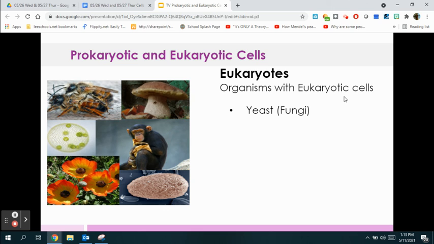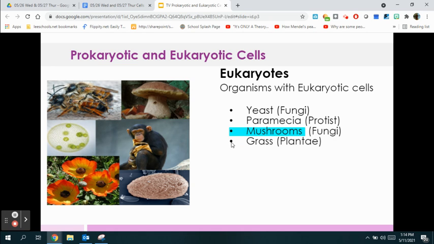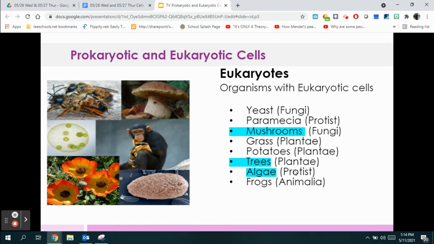Some organisms with eukaryotic cells are yeast, that's in the fungi kingdom. Paramecia is in the protist kingdom. Mushrooms, fungi. Grass, plantae. Potatoes, plantae. Trees, plantae. Algae in protist. Frogs are in animalia, and humans are in animalia.